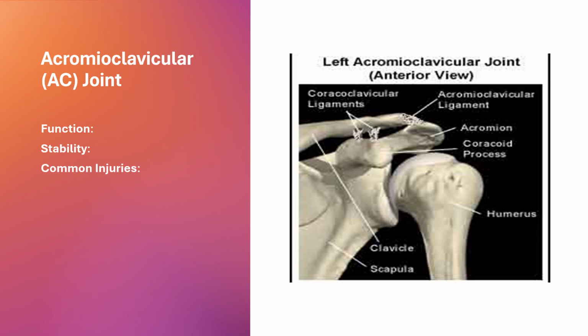Now, the AC joint is stabilized by a series of ligaments, including the acromioclavicular ligament and the conoid and trapezoid ligaments. These ligaments help maintain the alignment of the clavicle and scapula during movement.